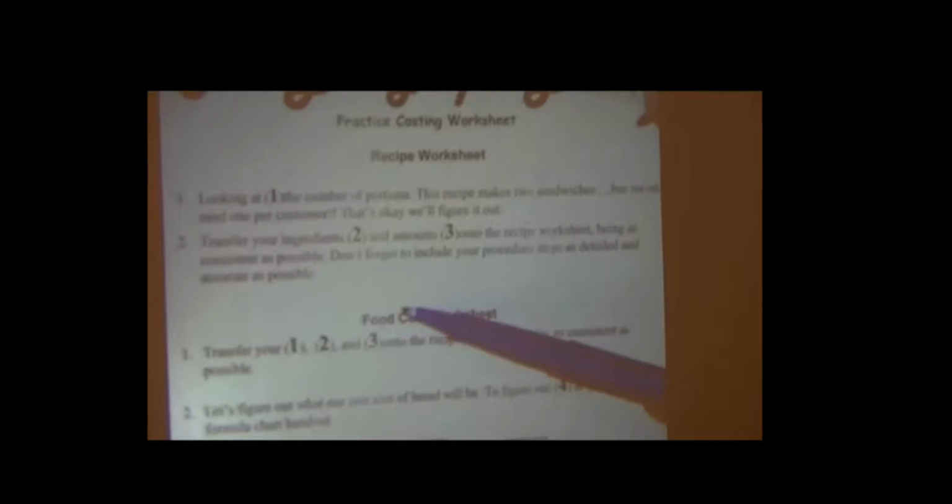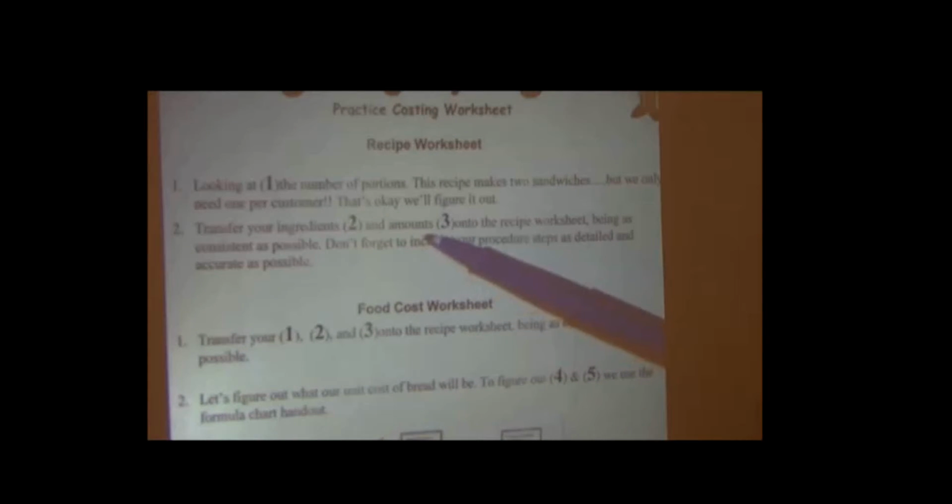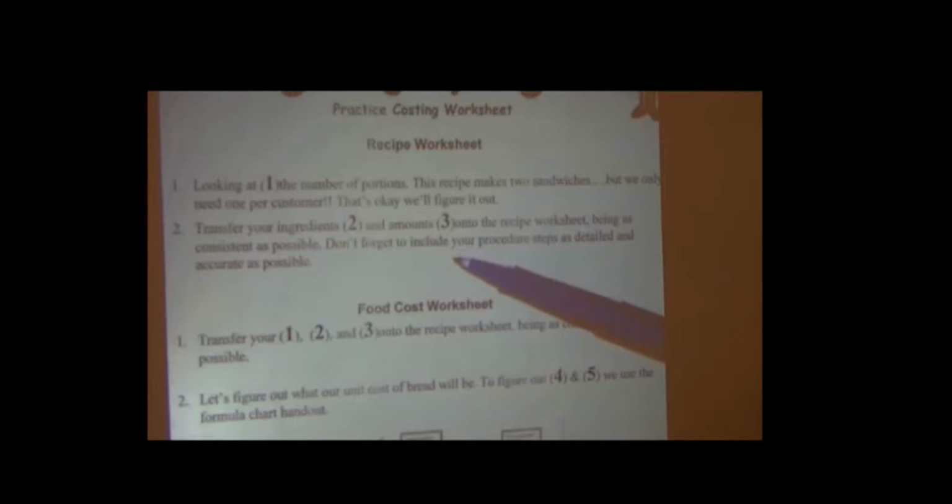So we're going to number 2. We're going to transfer your ingredients, and that's going to be in number 2, and the amounts in number 3 onto your recipe worksheet. We want to be as consistent as possible. Don't forget to include your procedure steps as detailed and accurate as possible.